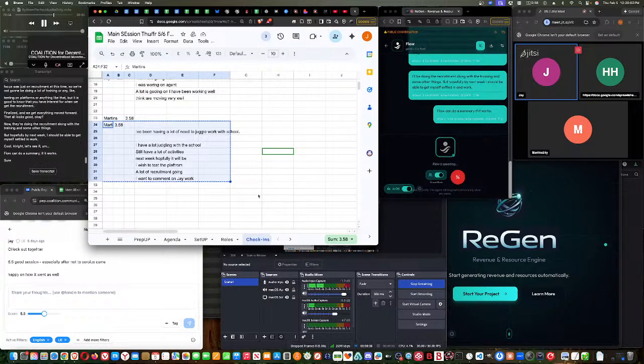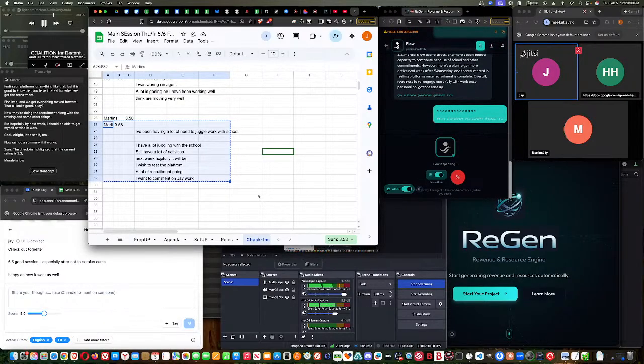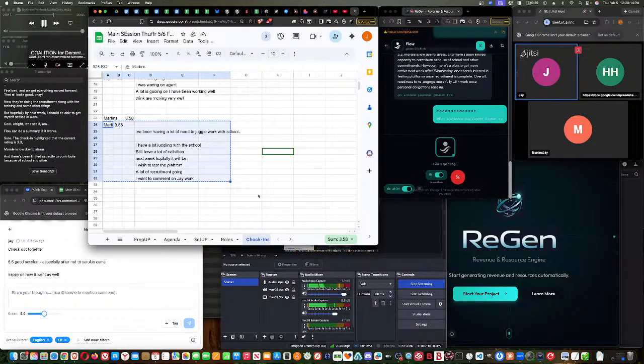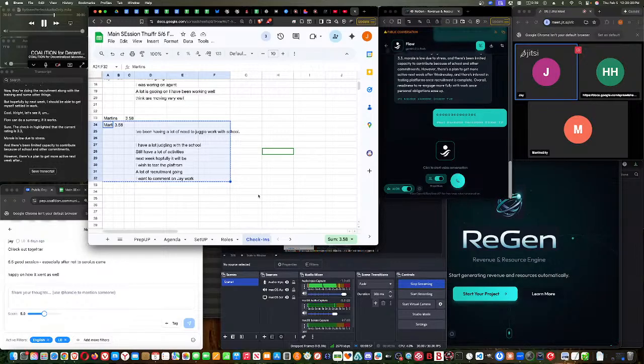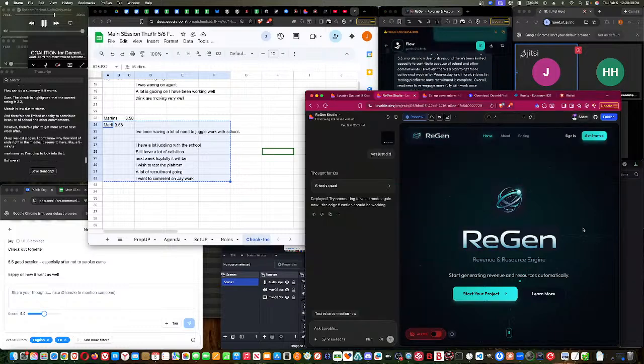Sure. The check-in highlighted that the current rating is 3.3, morale is low due to stress, and there's been limited capacity to contribute because of school and other commitments. However, there's a plan to get more active next week after. Okay, we lost Flo again. I don't know why Flo kind of ends right in the middle. It seems to have like a 5-minute maximum, so I'm going to look into that. But overall, it is working, which is great.